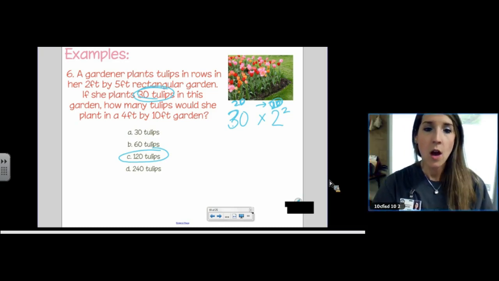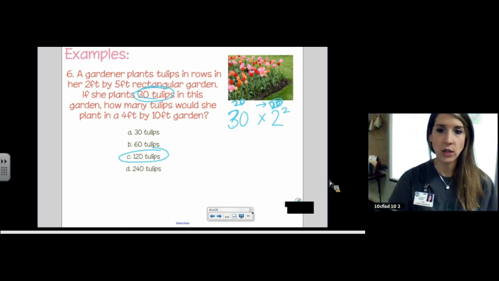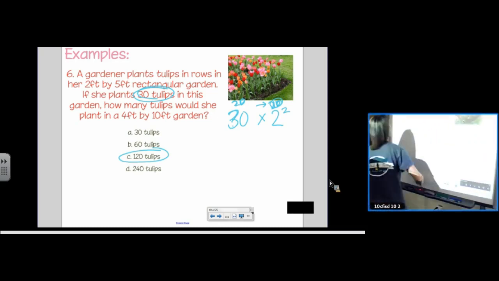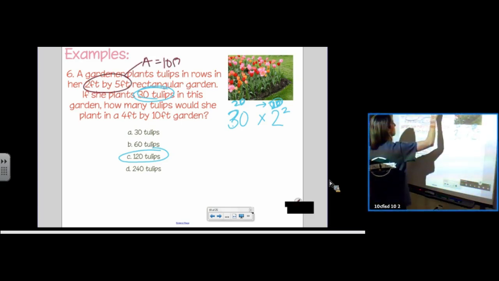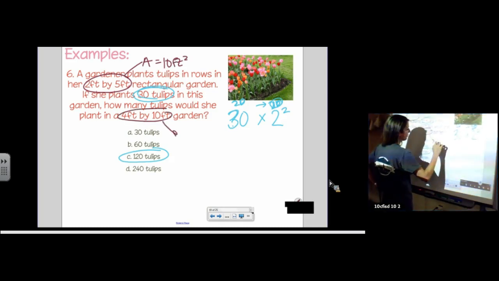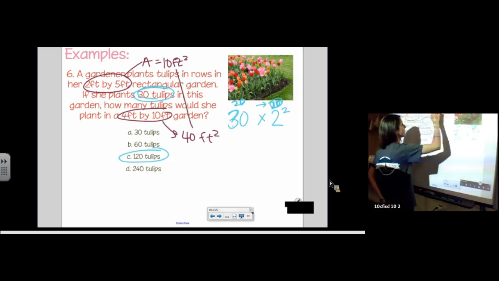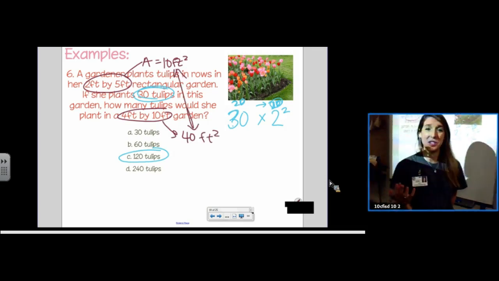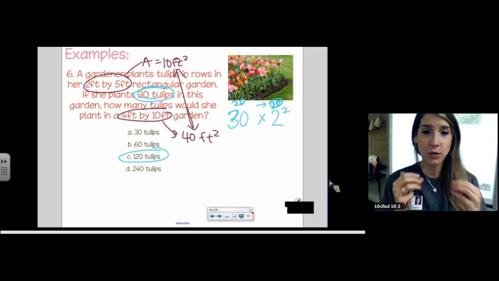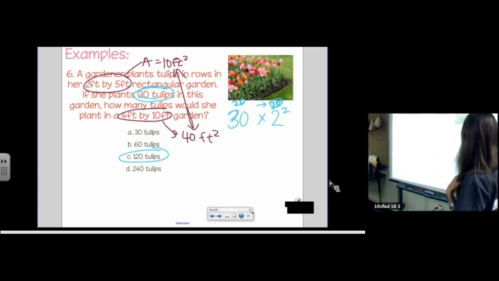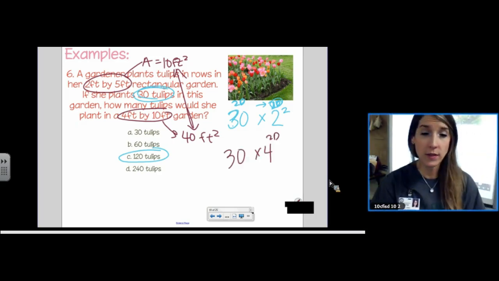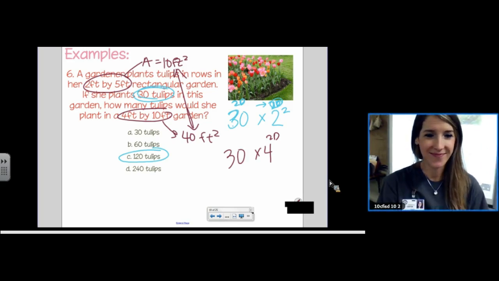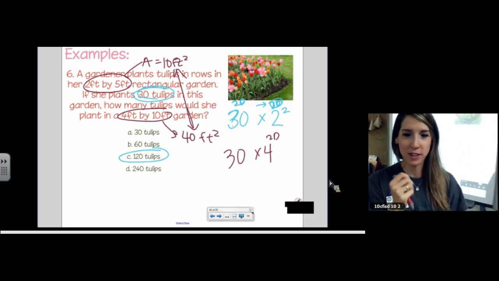30 times 4. 30 times 2 squared. One other thing you could have done, if you didn't like the way I did that, is you could find the area of this garden. The area is 10 feet squared. And you could have found the area of this garden, which wouldn't have taken very long. Now this is 2D. What's the scale factor? 2D. 40 divided by 10. So the scale factor is 4, and that's already in 2D. So that's another way you could have done this problem. Not bad. Proportion will work too. Yes.